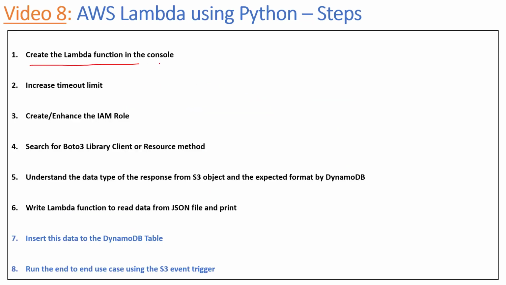We'll create a Lambda function in the console, increase the timeout limit like we did in some of the previous videos, and update the IAM role. Then we're going to search the Boto 3 library for either the client or resource method.